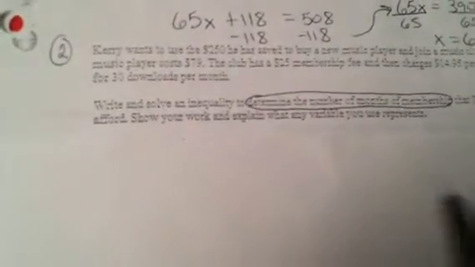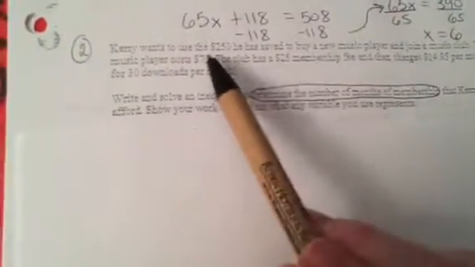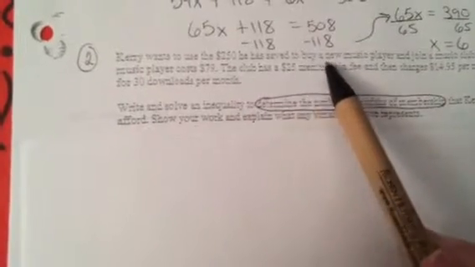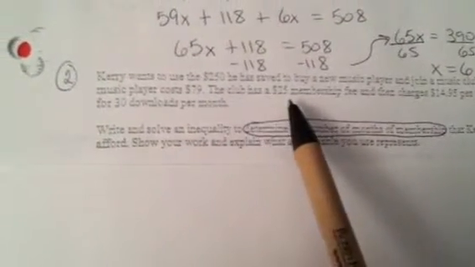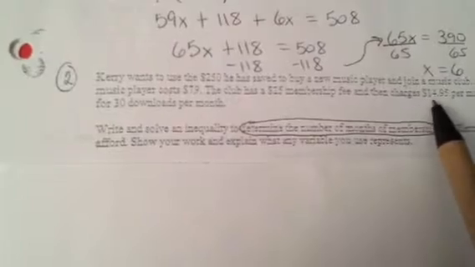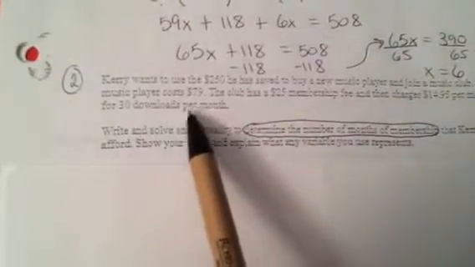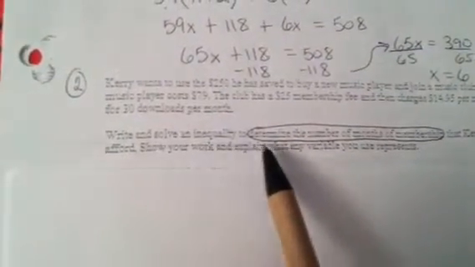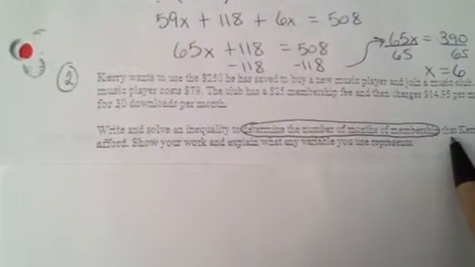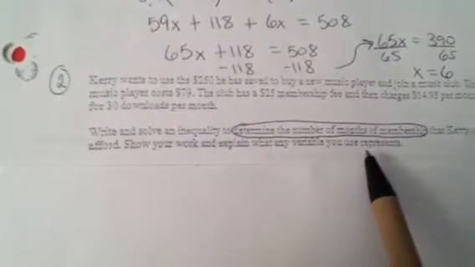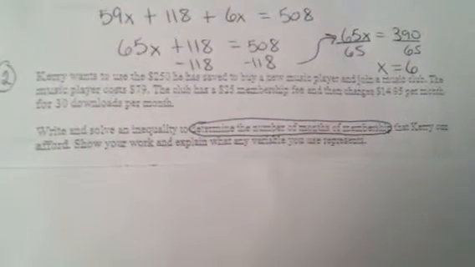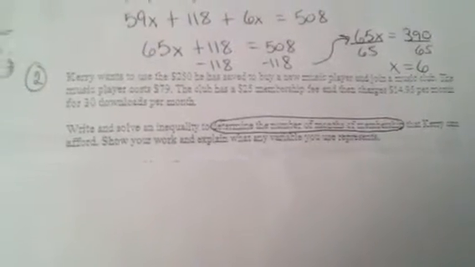Now let's work on number 2. Carrie wants to use the $250 he has saved to buy a new music player and join a music club. The music player costs $79. The club has a $25 membership fee and then charges $14.95 per month for 30 downloads per month. Write and solve an inequality to determine the number of months of membership that Carrie can afford. Show your work and explain what any variable you use represents.